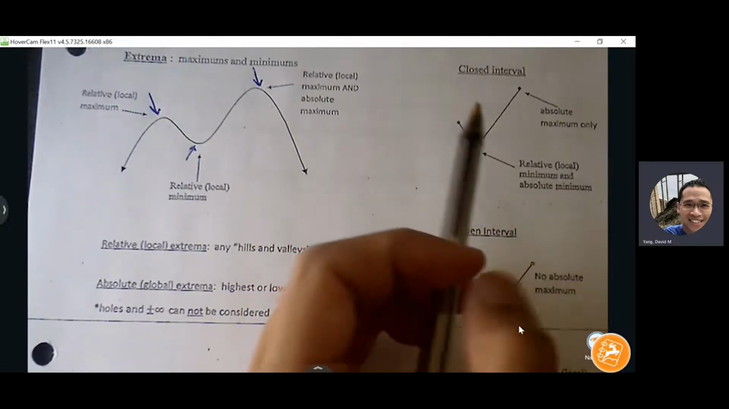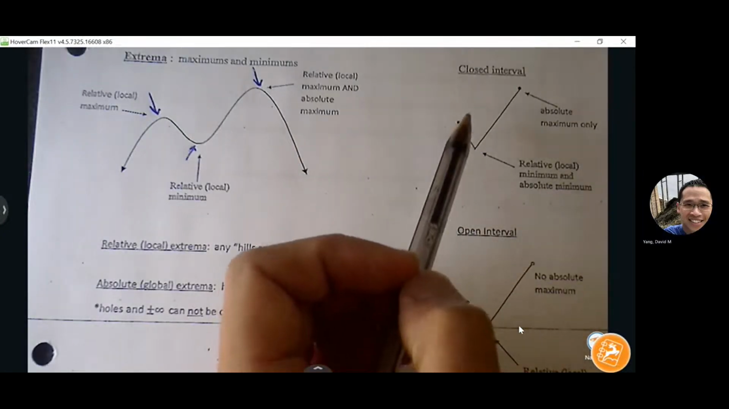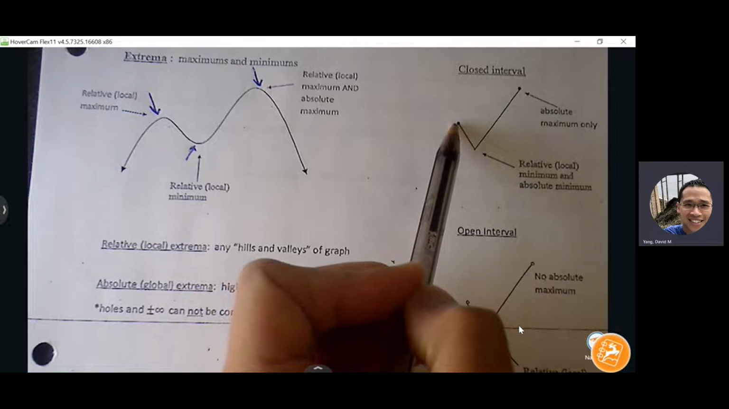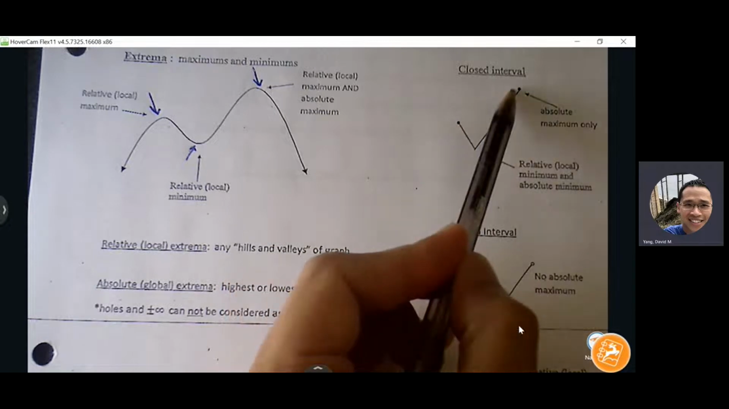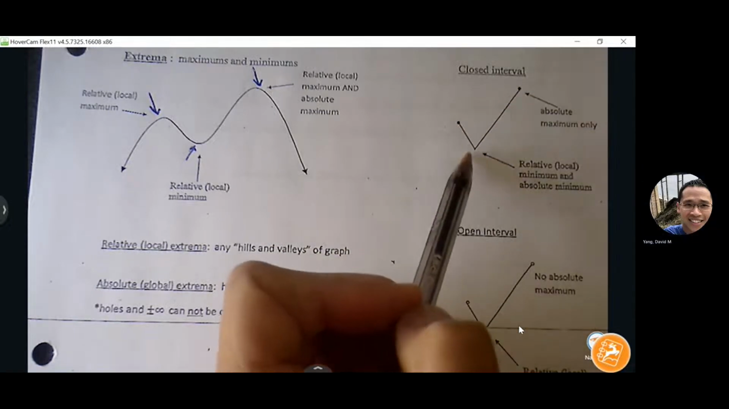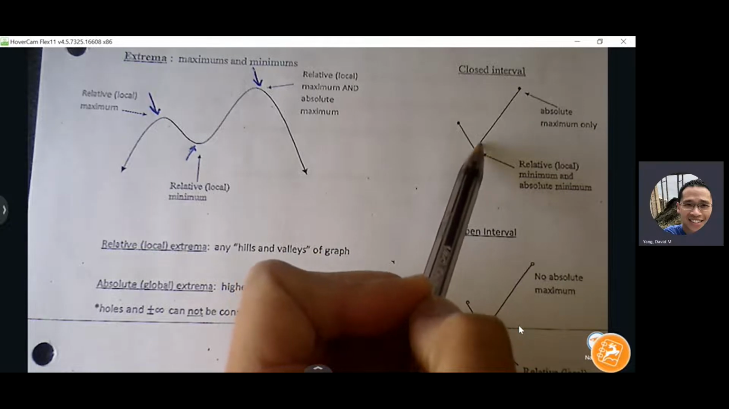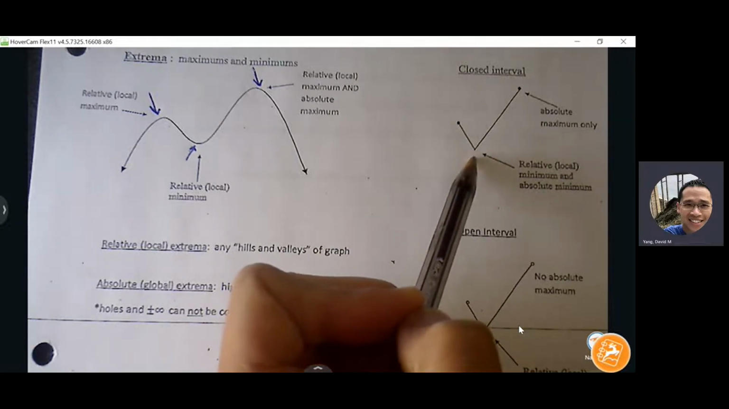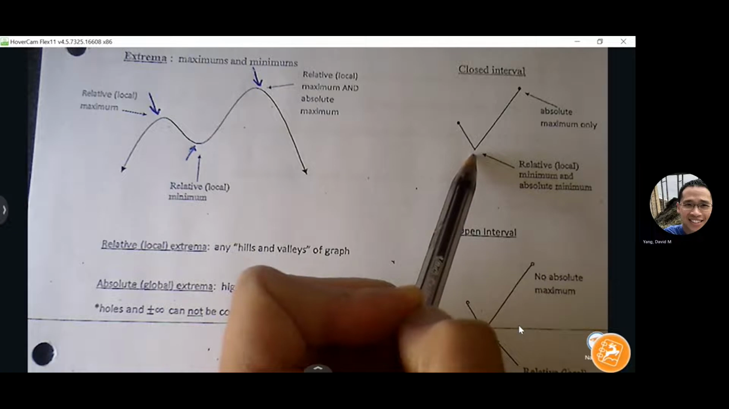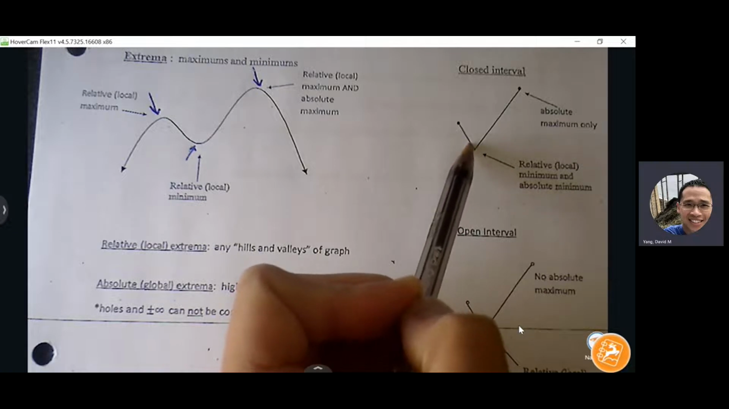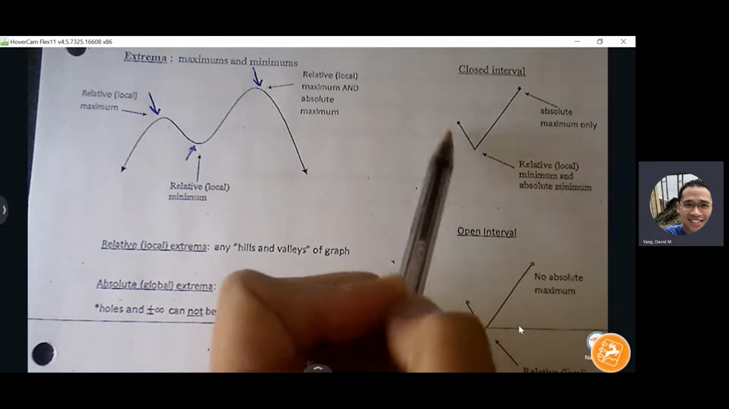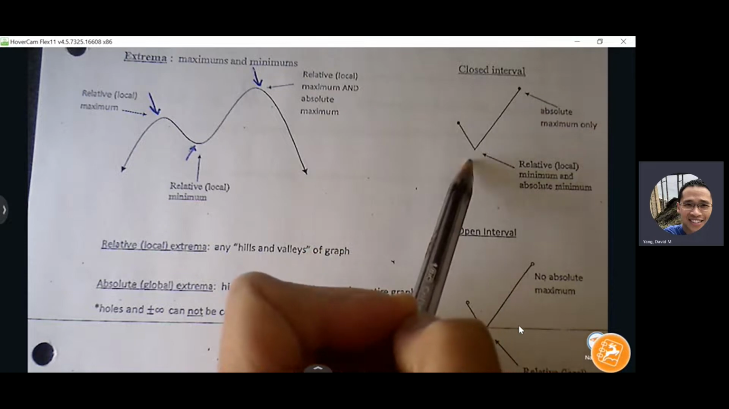Okay, closed interval. When I have a closed interval, that means my graph has the endpoints defined. This point is a relative minimum, but it's also an absolute minimum. Right, relative because it's a value of the graph, but it's absolute minimum because there's no other point lower than this.